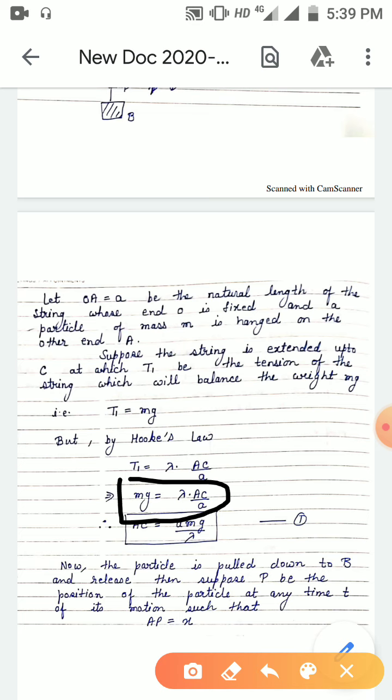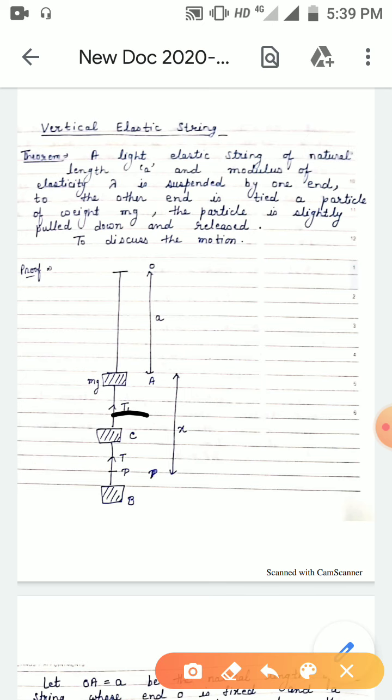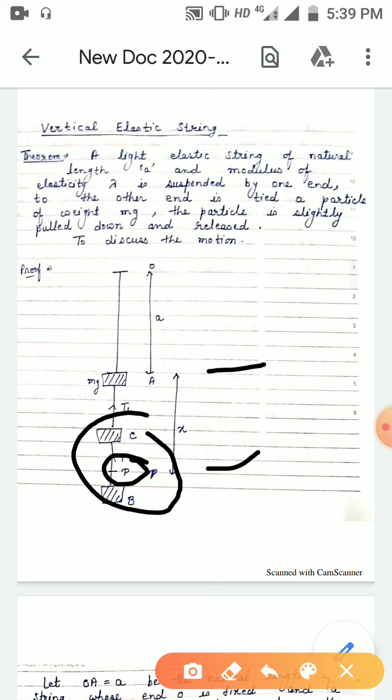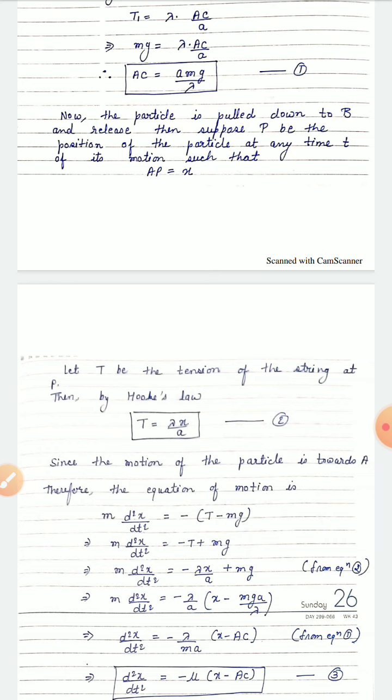Then suppose P be the position of the particle at any time t of its motion, such that AP equal to x. Let's see the figure. So the particle is pulled down to B and released. Let after time t, P be the position of the particle such that distance of A and P is x. So now let T be the tension of the string at P, then by Hooke's law, T is equal to lambda x by a. Give it as equation 2.